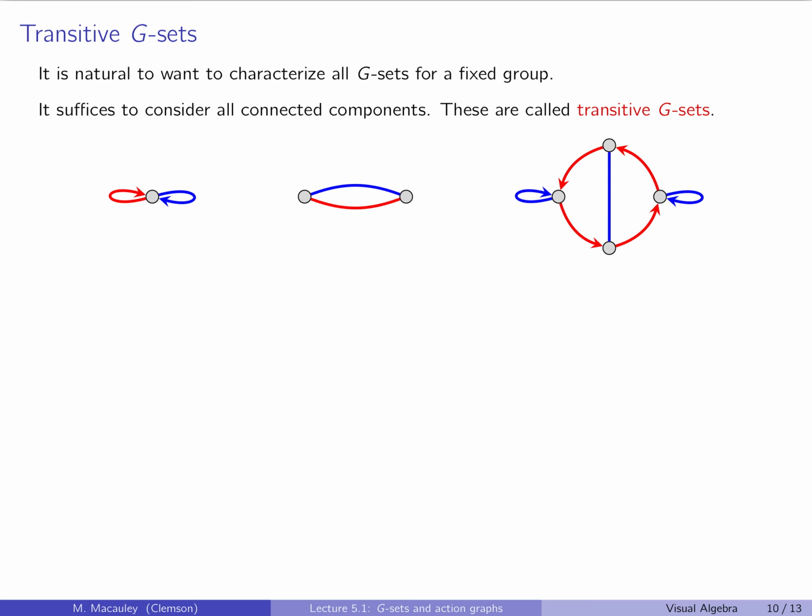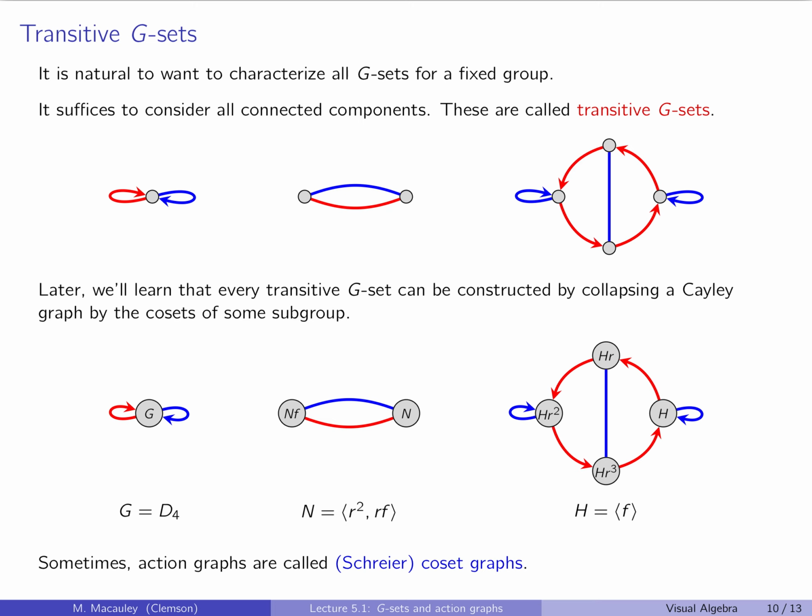So really a better question is not what graphs can we get, but what algebraic structures on these underlying sets can we get? Because that structure does not depend on the set of generators used, as we saw a couple slides ago. Later in this chapter, we will learn that every transitive G-set can be constructed by collapsing a Cayley graph by the cosets of some subgroup. When I say collapsing, I mean like the quotient process. But the difference is, in the quotient process, we collapsed left cosets, and for this, we will collapse right cosets.